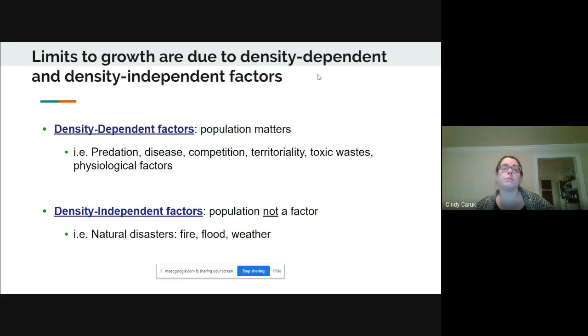We have two types of ways that we look at our factors: density dependent factors, where population matters. And these tend to be biotic, things like predation, disease, competition. Okay. Density independent factors, where population is not a factor. It's going to affect the percent, whether you're a dense population or you're not. And these are abiotic things like fire, flood, other types of weather events.